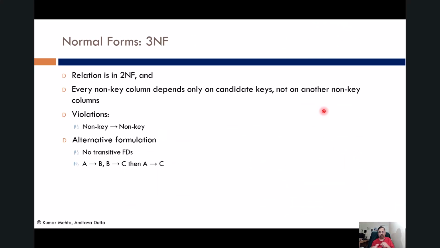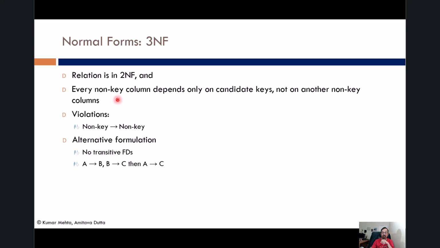So I've just come back to one of the earlier slides which I had skipped when going to the example. So when is a relation in third normal form? A relation is in third normal form if, first of all, it's in second normal form. So the normal forms build on one another. You can't just jump directly to third normal form. So it first of all has to be in second normal form.